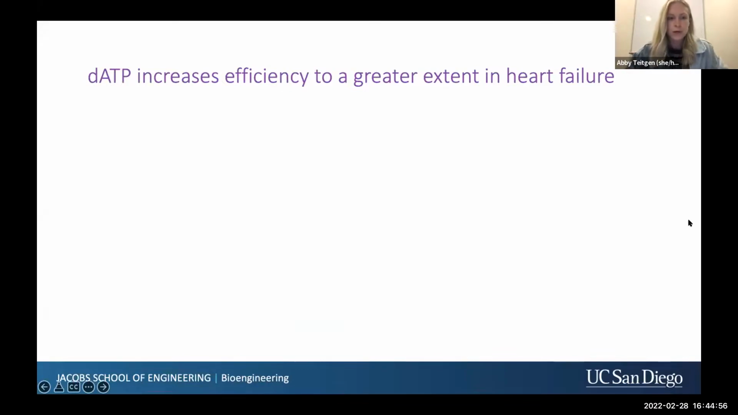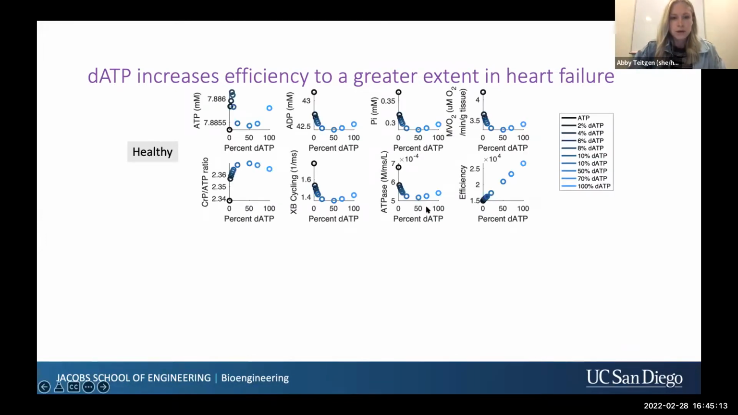So the last thing that we wanted to look at were the effects of dATP on energetics. So like I mentioned before, in heart failure, we have changes in energetics that can occur. And so we wanted to see whether dATP would lead to further impairment in energetics or an improvement. So this is for the healthy case. Again, this is for the same percentages of dATP.